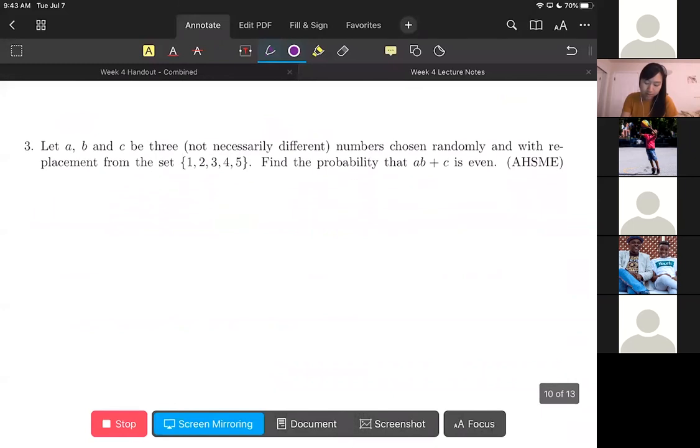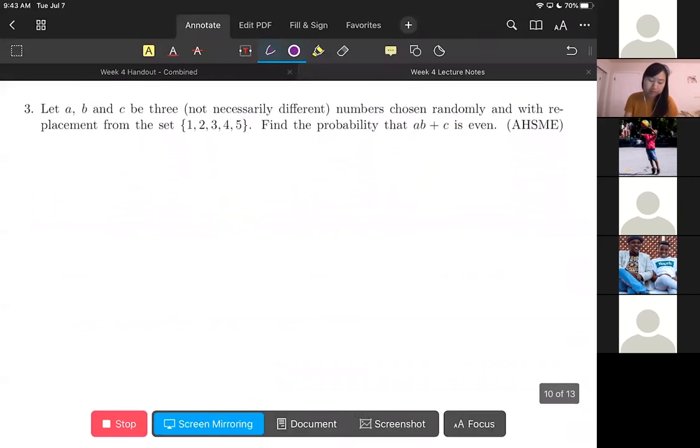So let's look at another example for illustration. This one's a little bit more algebraic with a little bit of number theory. It says, let A, B, and C be 3 not necessarily different numbers chosen randomly and with replacement from the set 1, 2, 3, 4, 5. Find the probability that AB plus C is even.